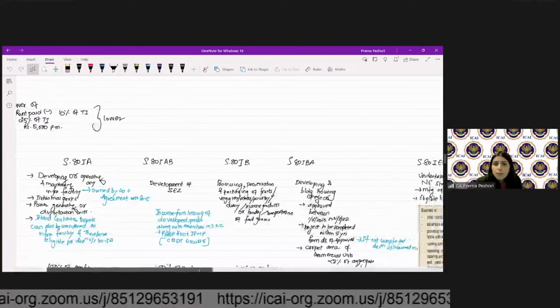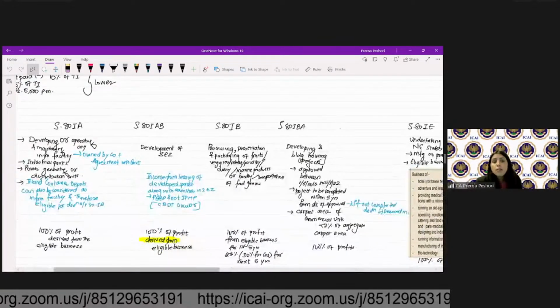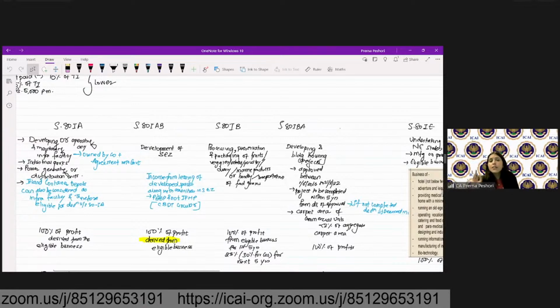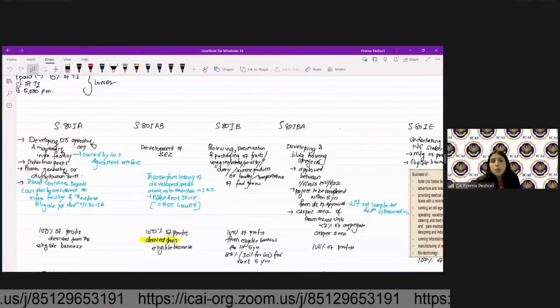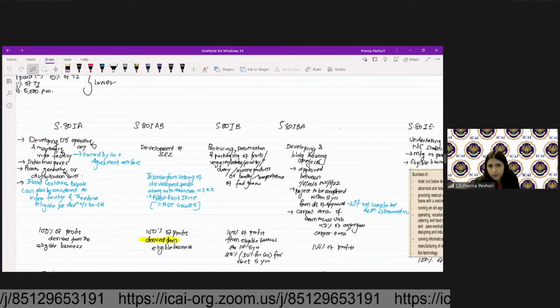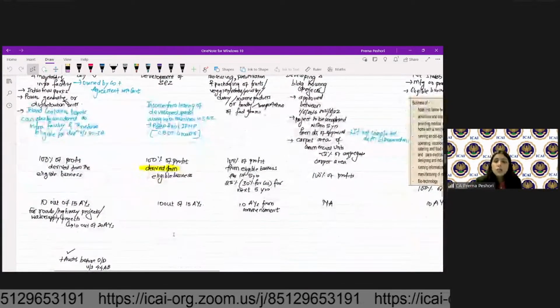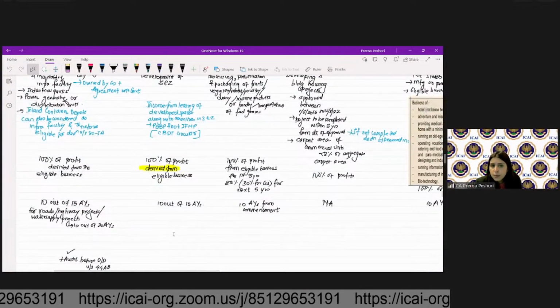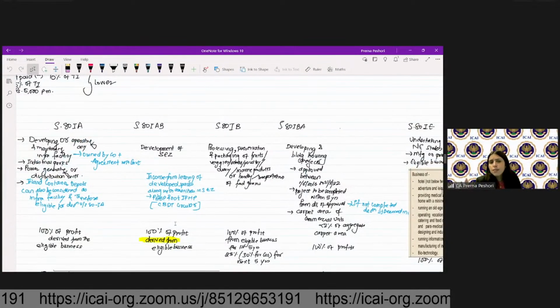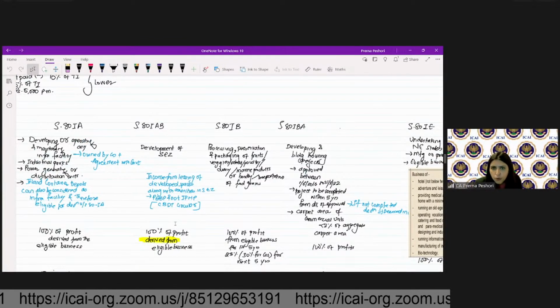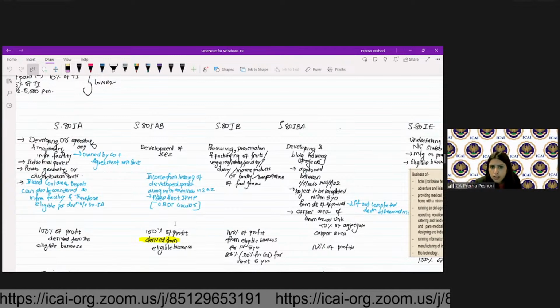Then the second one is 80-IAB, which is development of SEZ. It will also include income from leasing of the developed spaces along with amenities in SEZ, and this would be PGBP and not IFHP. Then 100% of the profit derived from the eligible business.